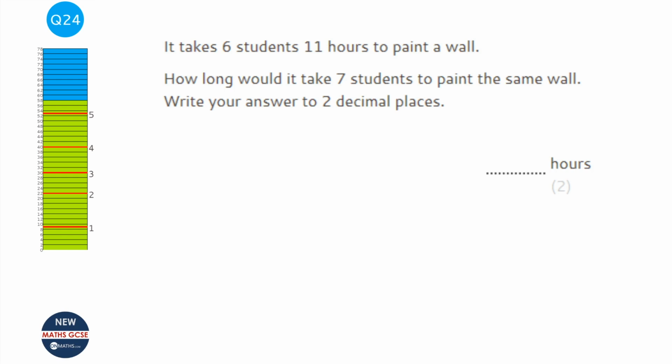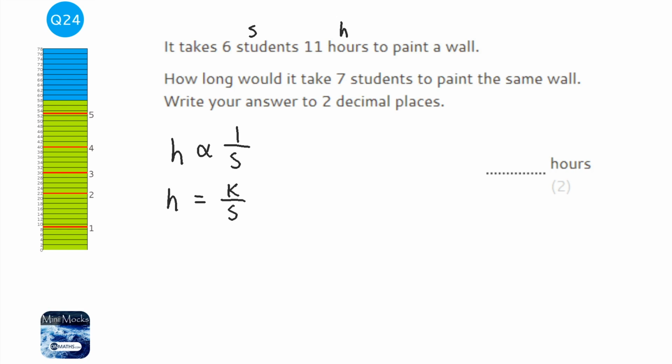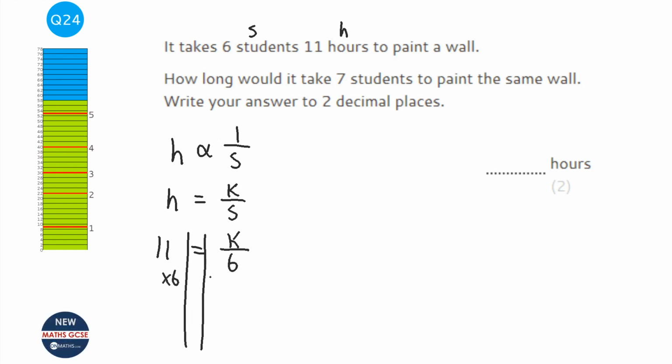So let's label the two things: we can have hours and students. H is inversely proportional to the number of students you have, so H equals K, which is our constant, over S. The hours is 11, and the number of students is 6 in our example. So I'm going to put the lines in and times both sides by 6. So it's 66 equals K, or K equals 66.